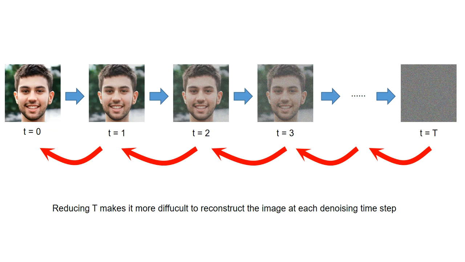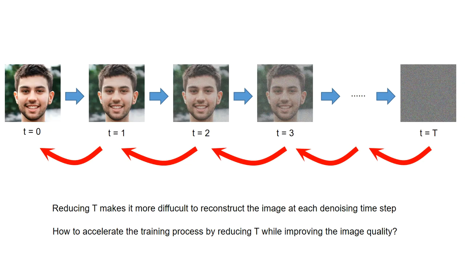A natural thought is to reduce the time steps t to accelerate the training process. But the problem is, if we reduce the time steps, at each time step it will be more difficult for the model to reconstruct the image at the last time step. This will reduce the image quality. Our target is to accelerate the training process by reducing t while improving the image quality.